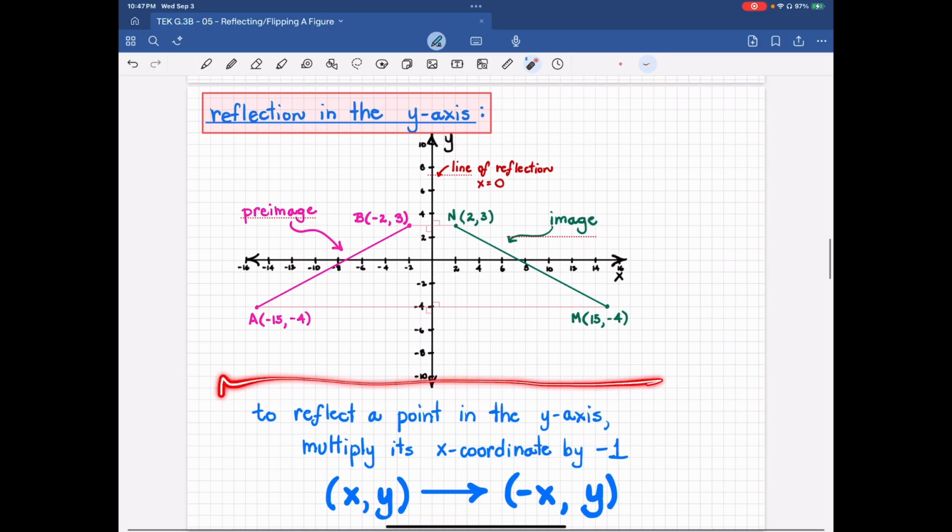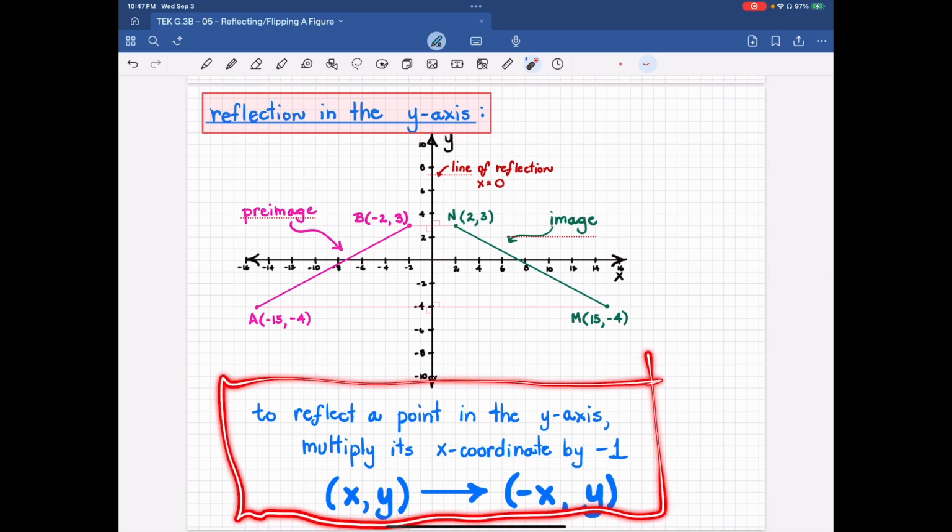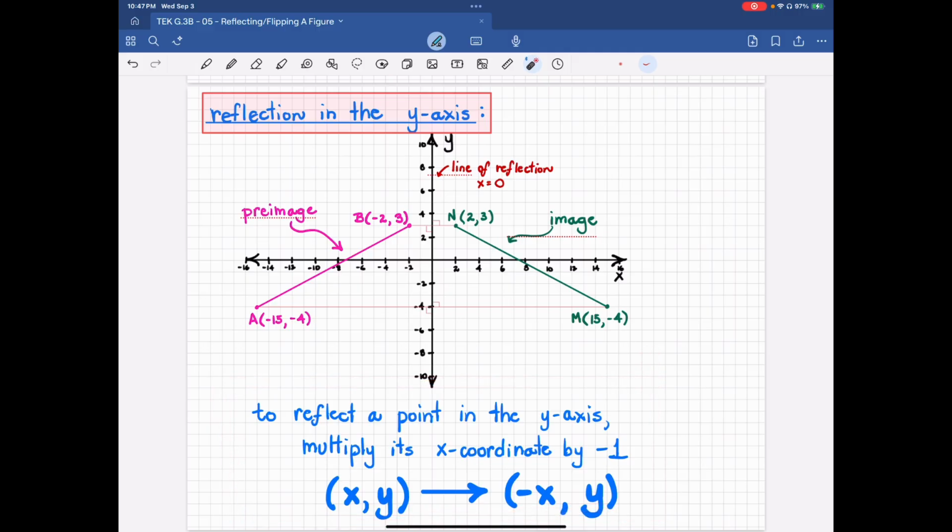Now, the formula that we use for this is right here. To reflect a point in the y-axis, here's what you do. You multiply its x-coordinate by a -1. So we're going to take that first number and multiply it by a -1 to get the reflected image in the y-axis. And this holds true for this and for this.